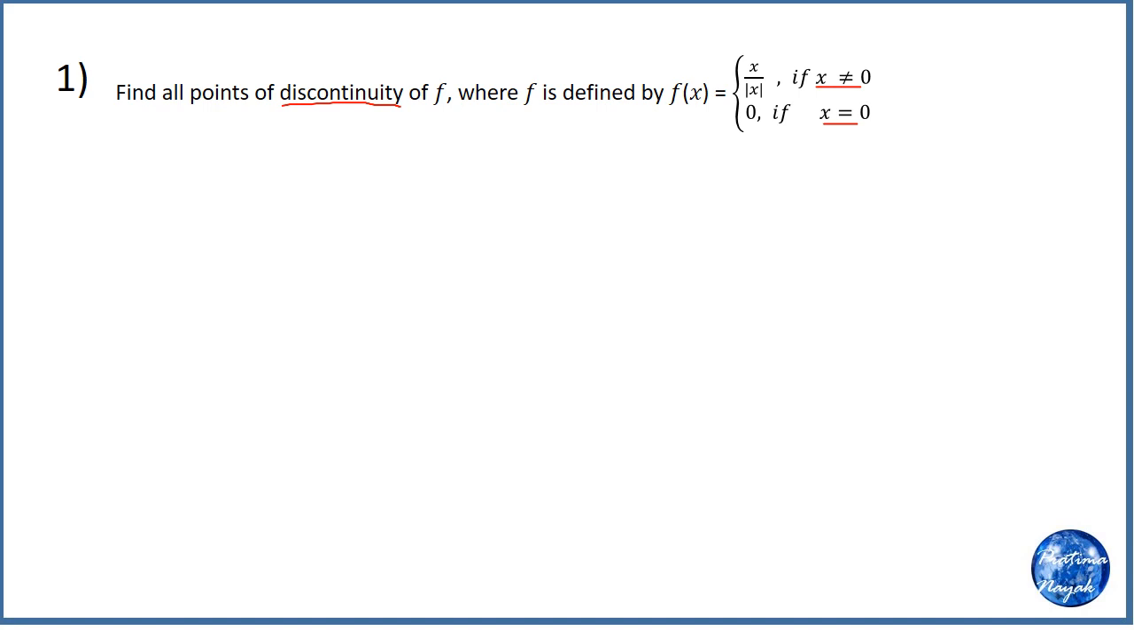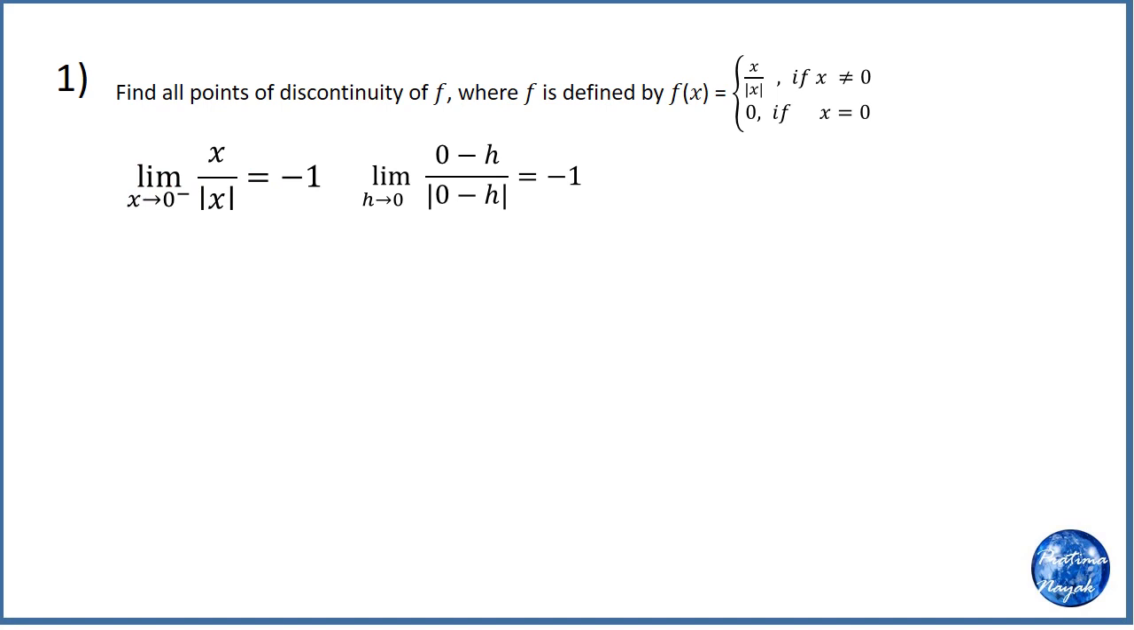So the condition of continuity, we know that left hand limit is equal to right hand limit is equal to f of 0. Then only it will be continuous at x is equal to 0. Now going for left hand limit, it will be limit x tends to 0 minus of x upon mod x. It is minus 1. How? Showing. It will be in this way.